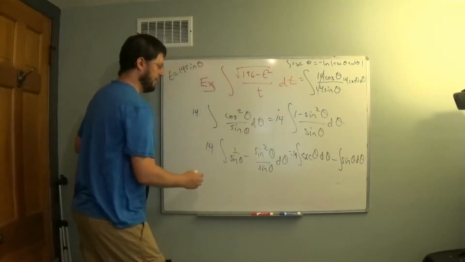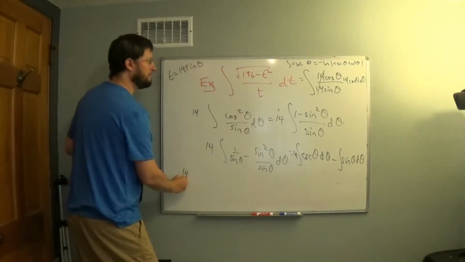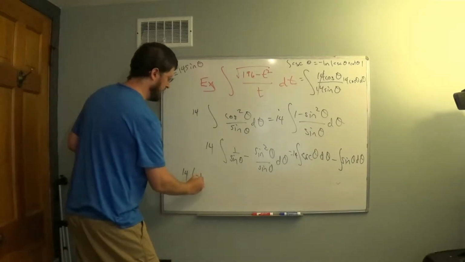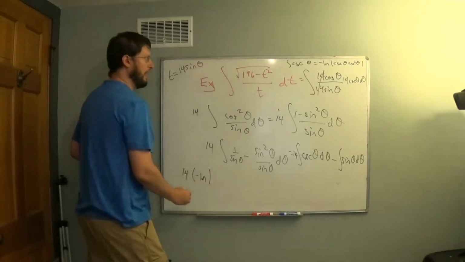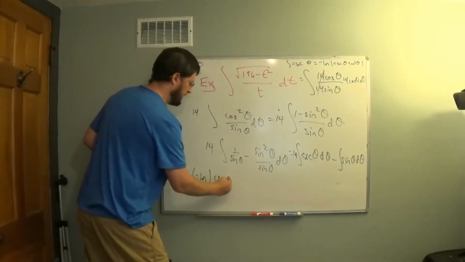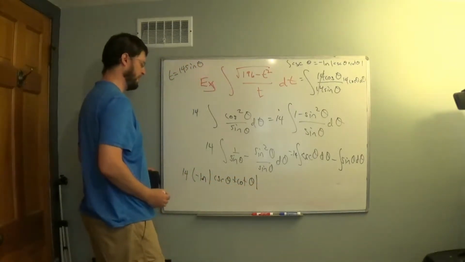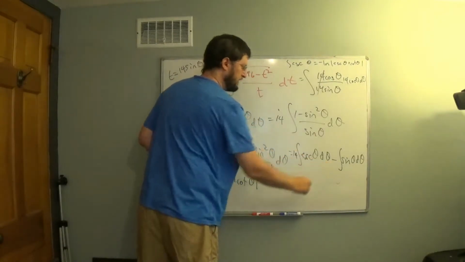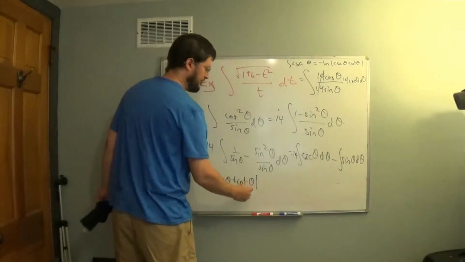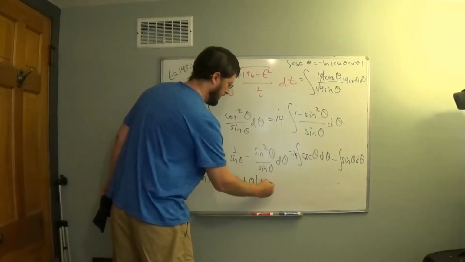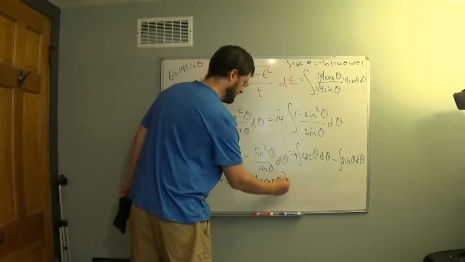We'll use that fact, which means that this is 14 times negative natural log absolute value cosecant theta plus cotangent theta, minus the integral of sine theta, which is negative cosine, so that makes plus cosine theta plus c.